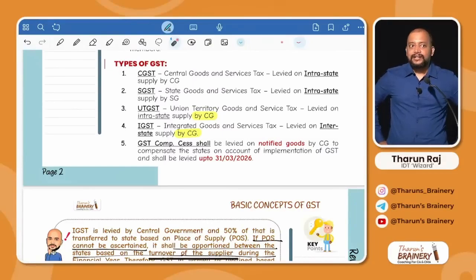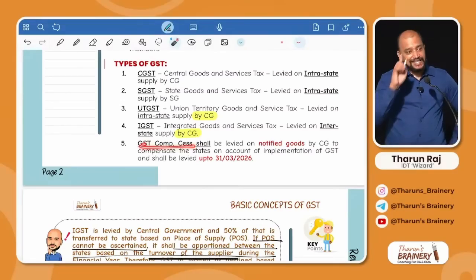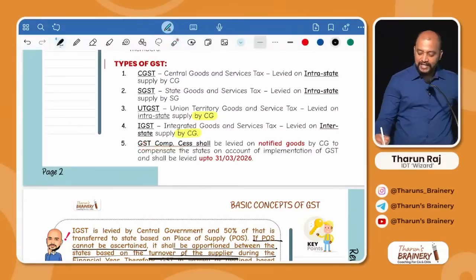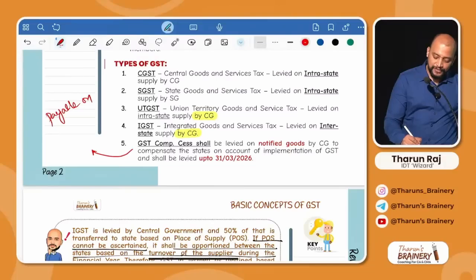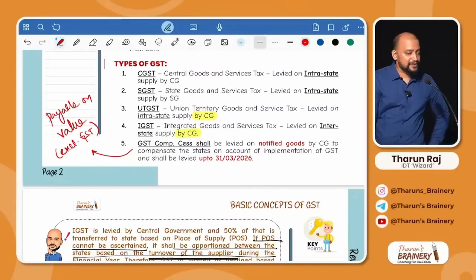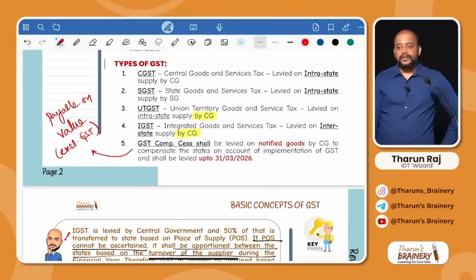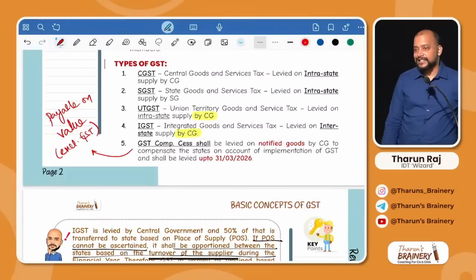Okay, cess is on tax. But tax is on value, correct? Not necessarily. In income tax, cess is on tax. But in GST, compensation cess is payable on value, excluding GST. Okay, payable on value excluding GST.